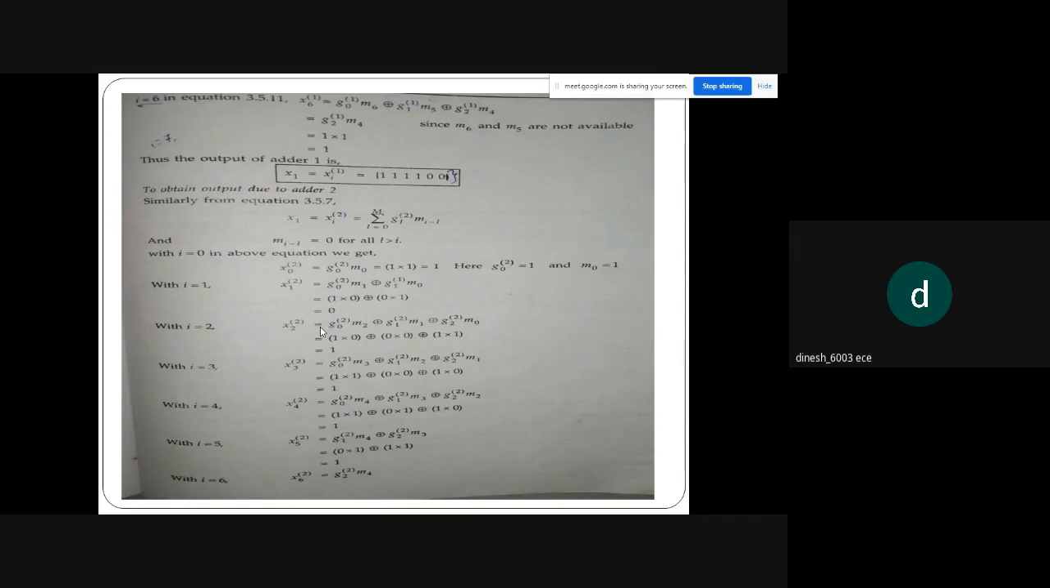Though this convolutional coding seems to be somewhat complex in solving, once solved, it will become easier, and this will detect and correct more errors as compared to the cyclic and linear block codes.